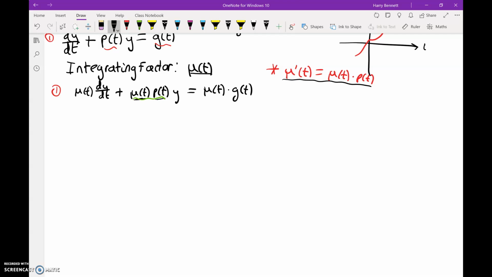That's what we want from this. So now we're just going to substitute. We're going to take this green part and substitute it in for this. So let's rewrite equation number one again.